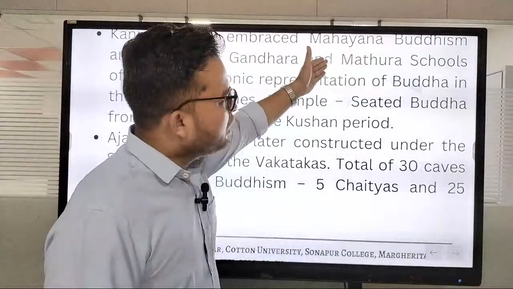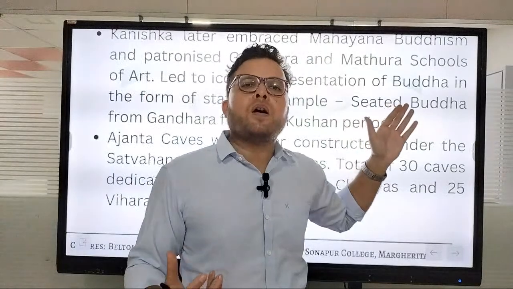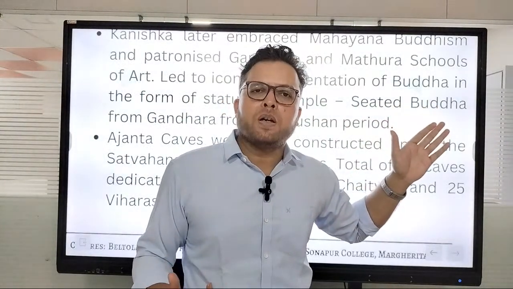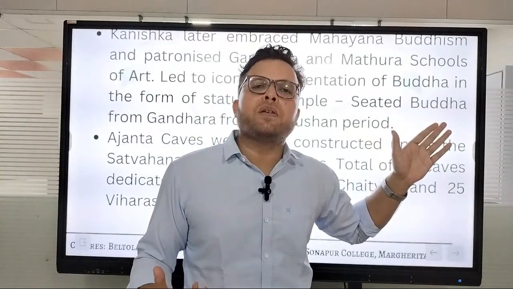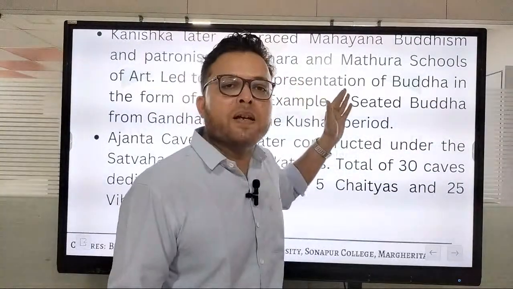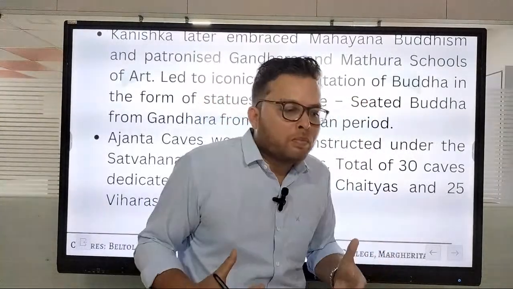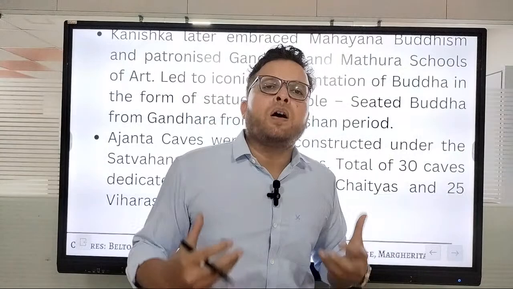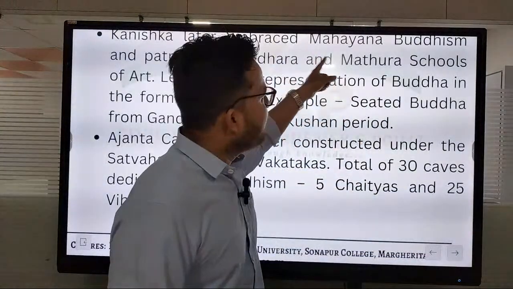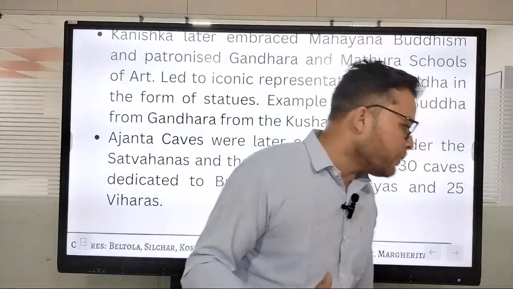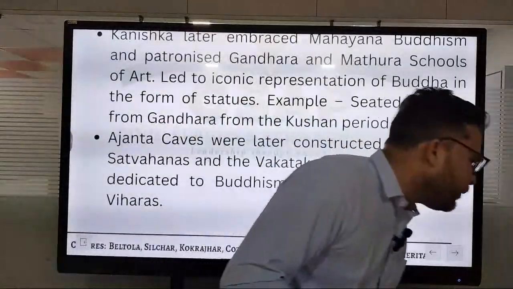Okay, for example, the Mathura Buddha does not wear woolen clothes. He wears a transparent piece of cloth, but the Gandhar Buddha wears something called the Roman toga. Okay, Roman toga. In simple words, it's a woolen cloth. Why? Because Gandhar is colder than Mathura. So these were some of the differences.